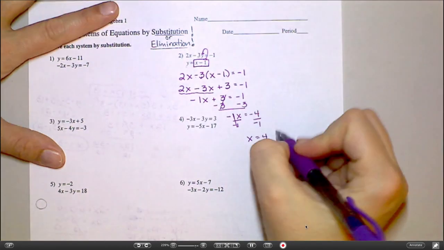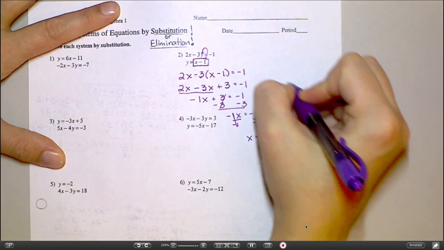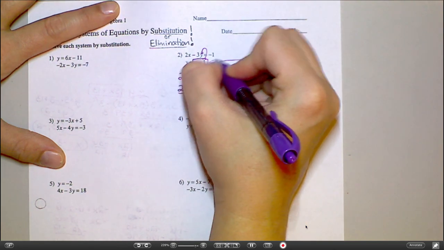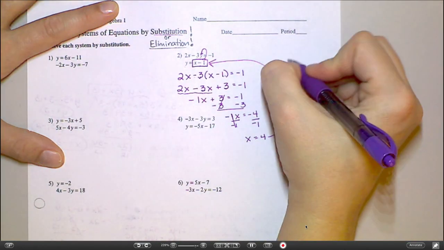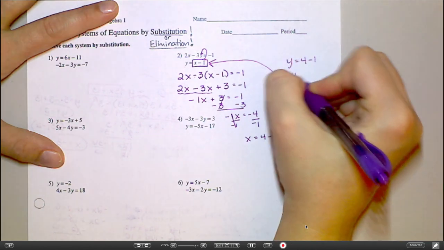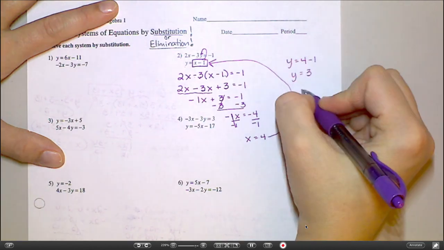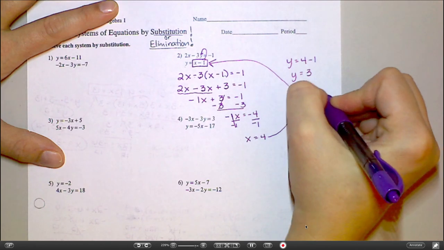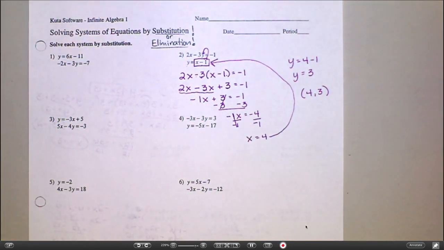And then when I do it with substitution, I usually find it easiest to just plug right back into the one that's already solved for y. So this would be y equals 4 minus 1, which means y equals 3. And so then my coordinate, 4, 3. Okay. Doing well?